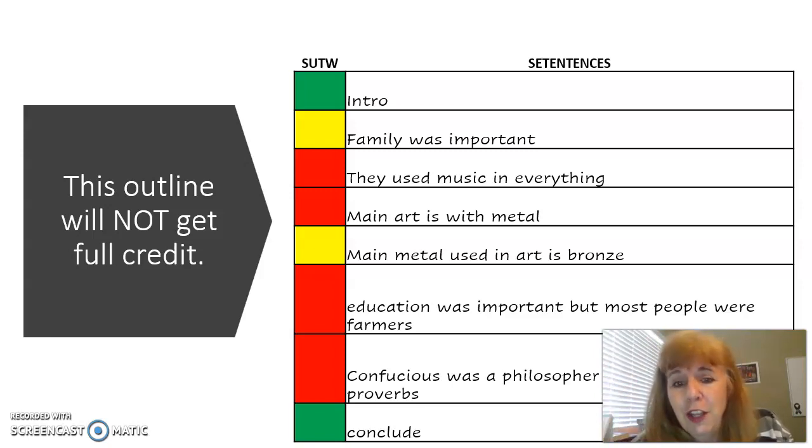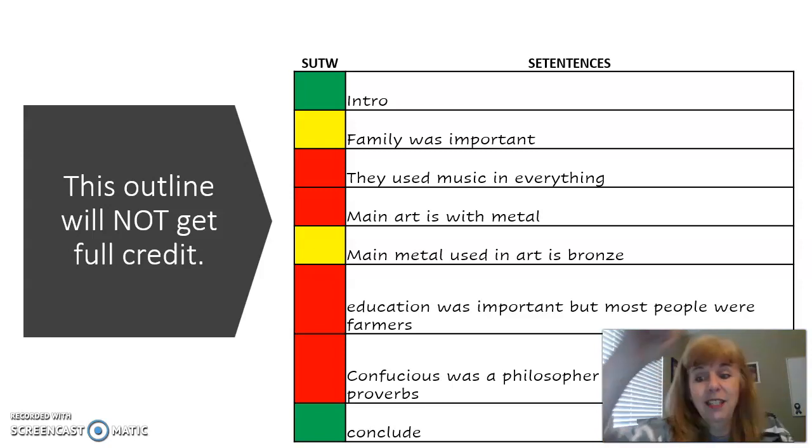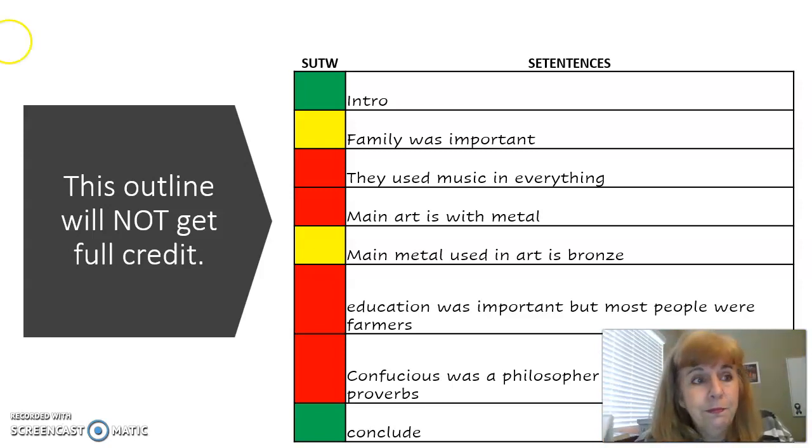They used music and everything. The main art was metal. I mean, this is so basic. I would look at an outline that looks like this and go, I'm not sure they're going to have enough facts to pull this off. So this outline would not get you full credit. So if you want full credit on your outline when you turn it in, it needs to look like the one from the last slide, not this one.